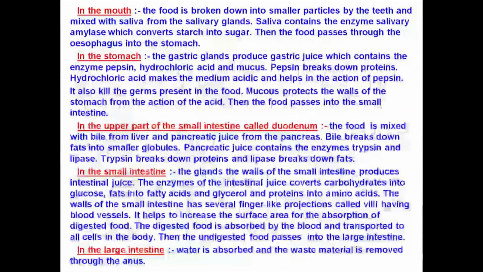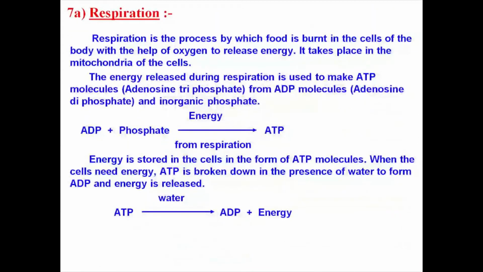Then the undigested food passes into the large intestine. In the large intestine, water is absorbed and the waste material is removed through the anus. So this was the end of the nutrition part. Now let us move on to the respiration part.